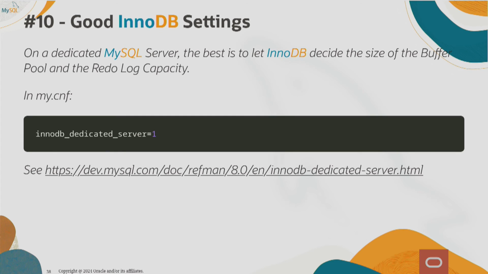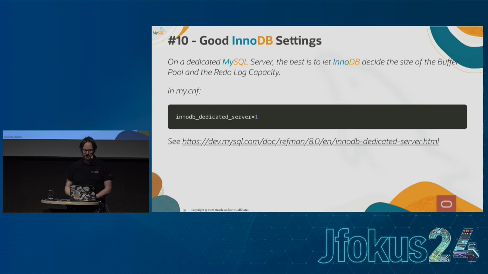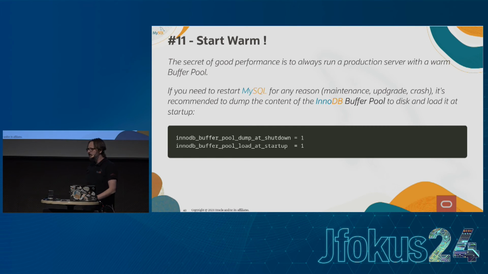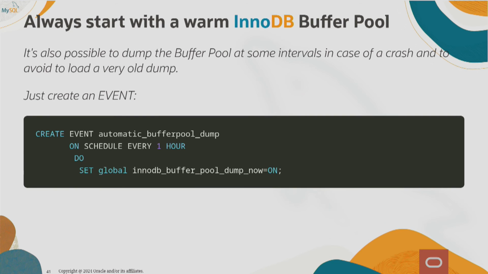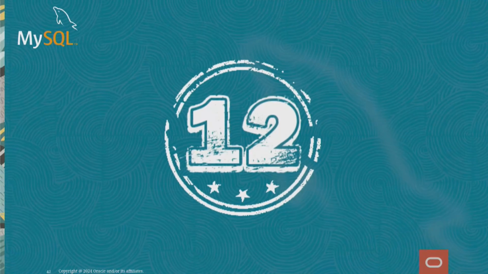Good InnoDB settings. If you don't know how to tune InnoDB, use innodb_dedicated_server=1, and the magic will happen. MySQL will do it all for you. So you have information about that. Start warm. InnoDB is a database that has caches, and the buffer pool is where all the secret is. You can dump the content of the pages, but not all the pages, the addresses of the pages in memory. When you stop and when you restart, it will load it. If you want, you can say every hour, I want to dump that data. So next time I will load data that is at most 1 hour old. So it's not too much.